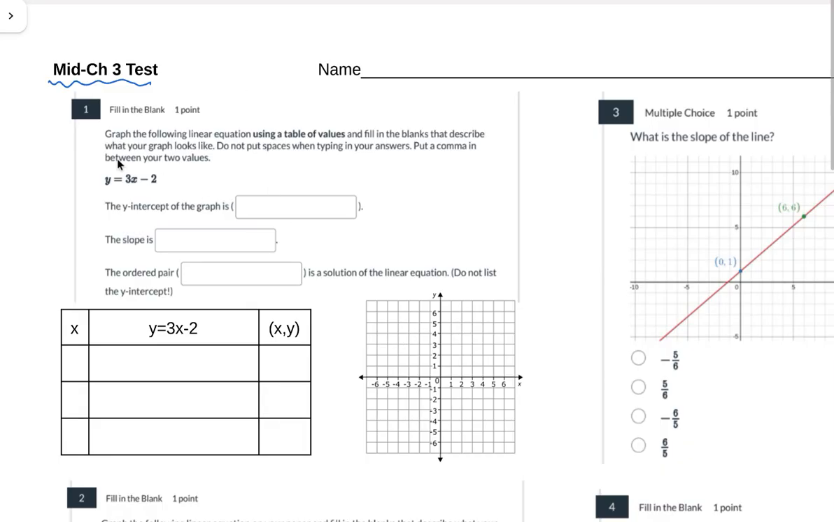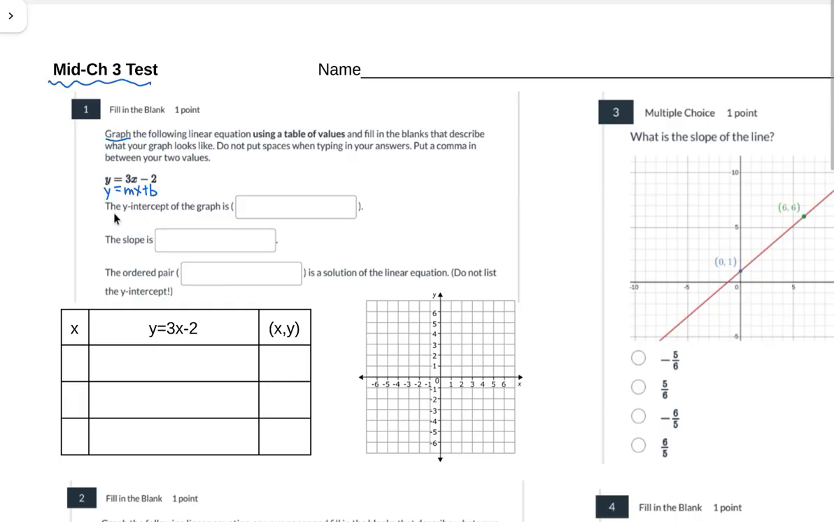Question number 1. So the instructions say graph the following linear equation using a table of values. Here's your table, and fill in the blanks that describe what your graph looks like. Do not put spaces when typing in your answers. Put a comma in between your 2 values, all right? Because remember, this was on Canvas, and so those are the instructions that were given to you. So here is our linear equation, y equals 3x minus 2. So immediately I would be thinking y equals mx plus b, all right? Because that's what we've been talking about.